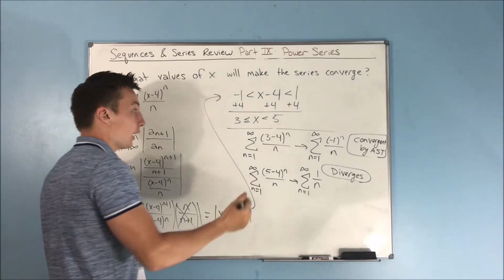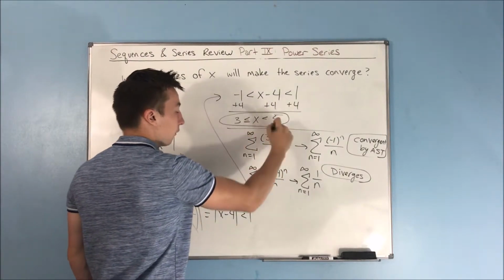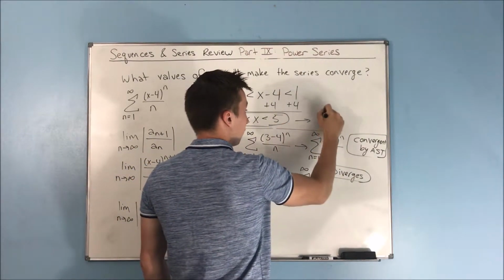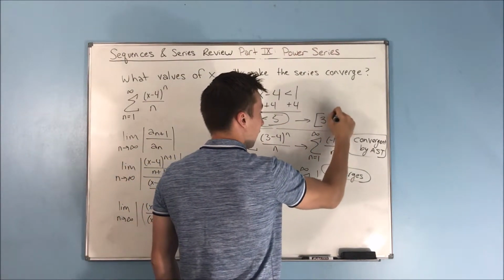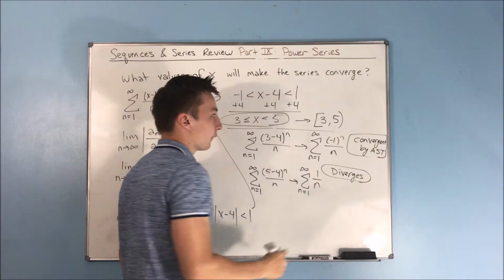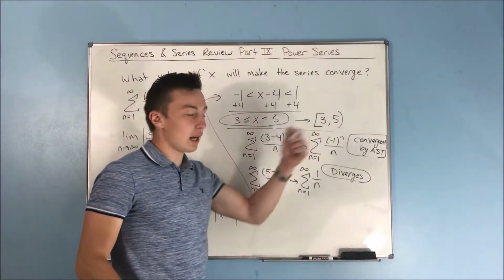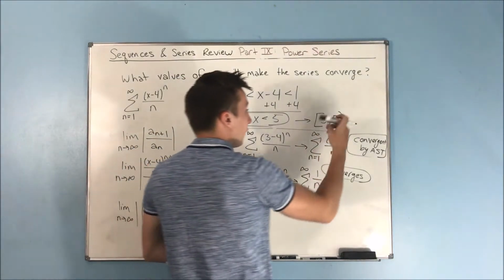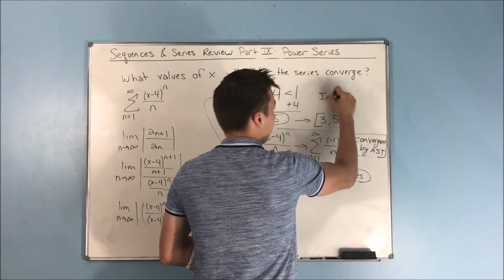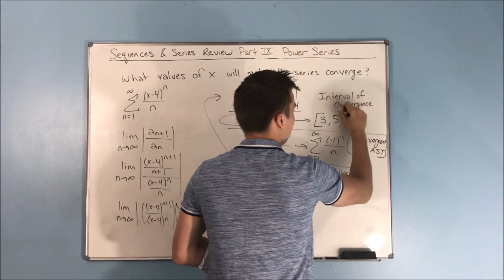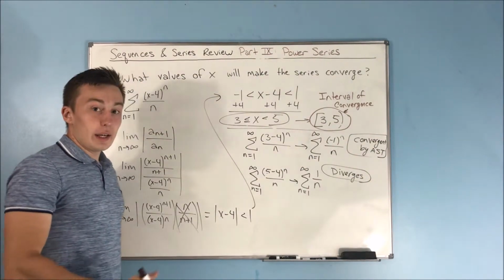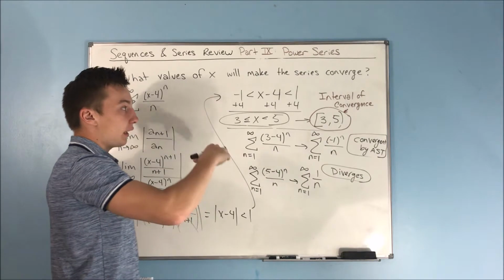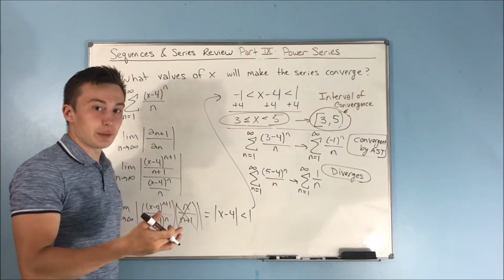So our answer is actually going to be this right here, from 3 to 5. You can also write that as bracket 3 comma 5 parentheses, because we're including 3 and not including 5. Now this interval right here is called the interval of convergence. It's the interval of x that makes the series converge.